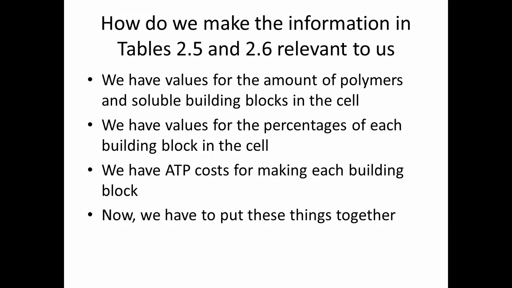So we have all these tables and all this information. How do we make this relevant to us? So we have values for the amount of polymers and soluble building blocks in the cell, the total amounts. That was on figure 2.11. We have the values for the percentages of each building block. We have the ATP costs for making each building block. Now we have to put these things together, and the question is, how do we do that?